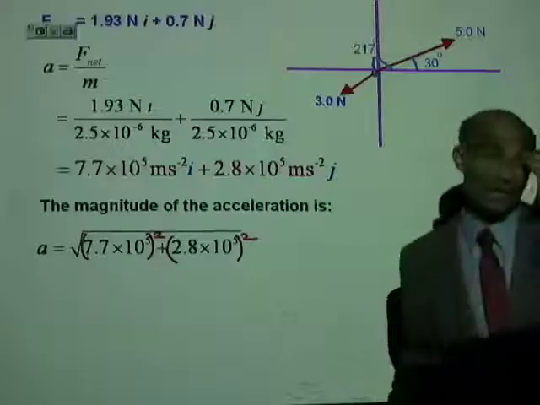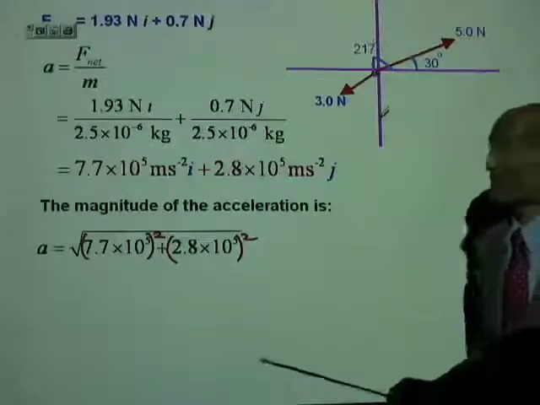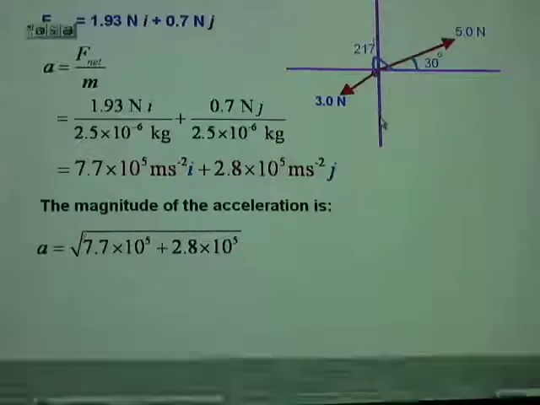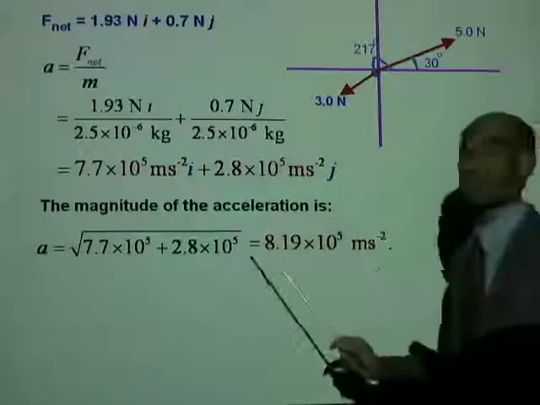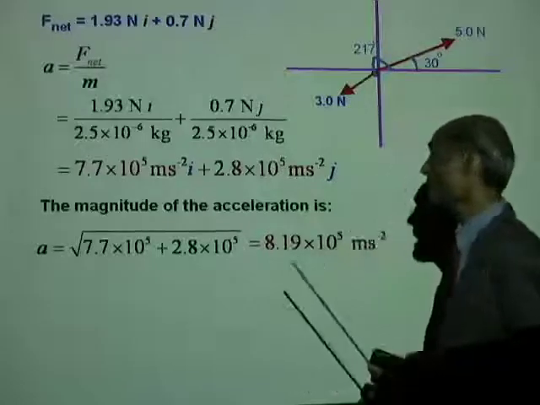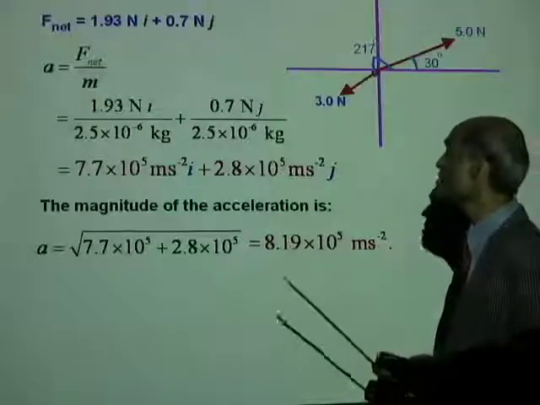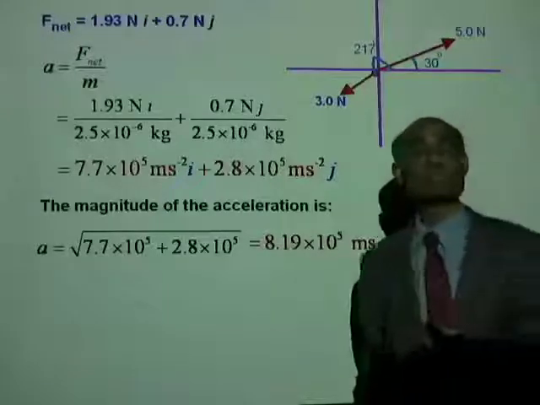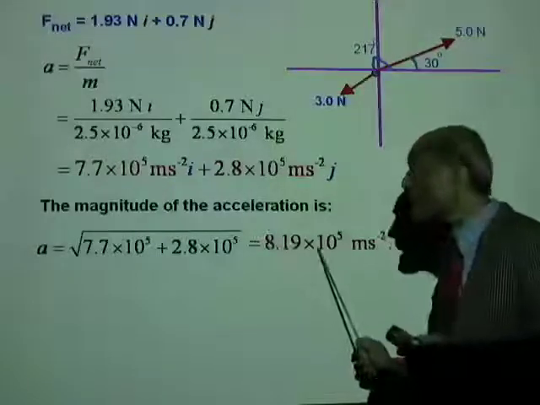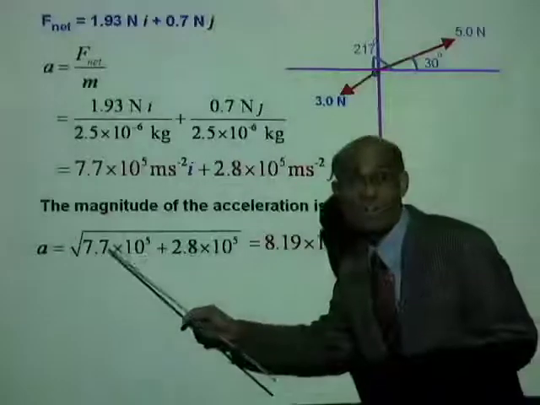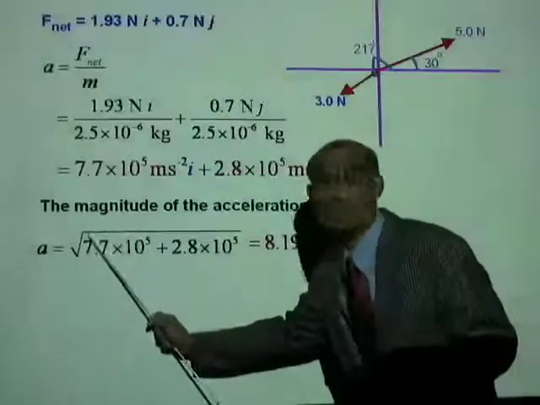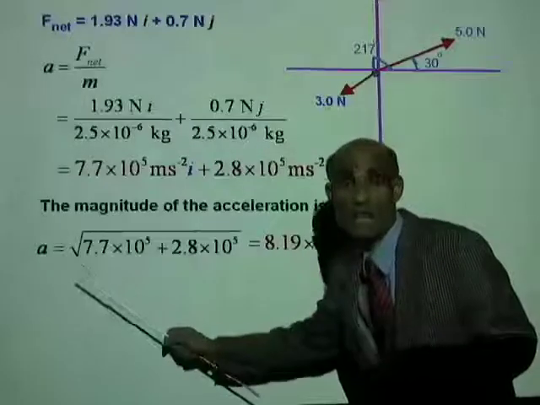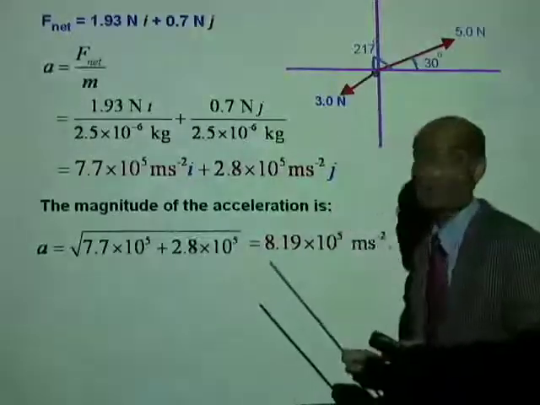Alright, can you calculate that on your calculator? I'm going to leave it for you to calculate. Well, I have got a value here, and that is 8.19 times 10 to the 5 meter per second squared. That is the magnitude of the acceleration. Please check if I got that right. Make sure that you square each quantity before adding and then take the square root.